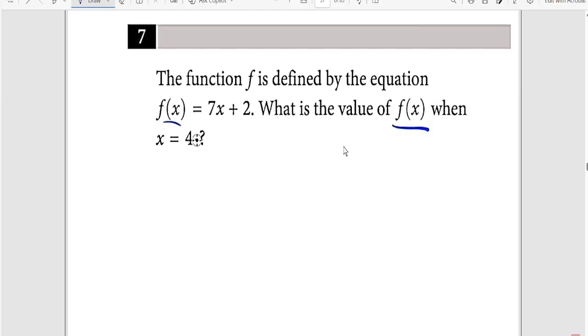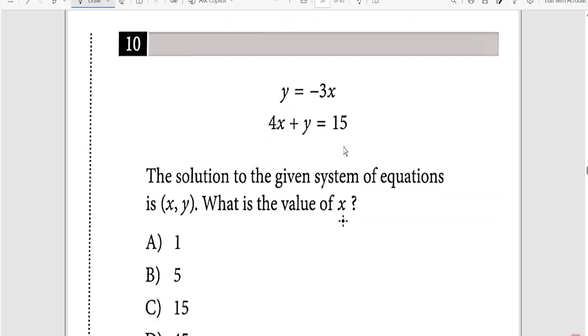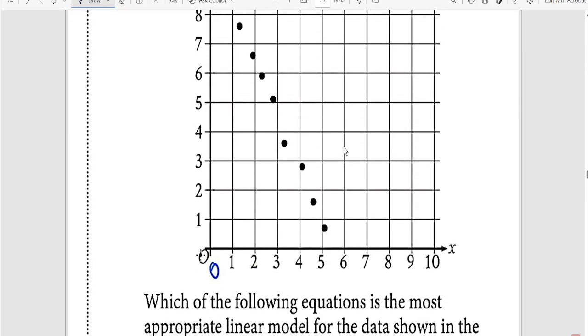Let's see the next question. Again we have a function question. The function f is defined by the equation. What is the value of f(x) when x is 4? So in place of x, we are going to plug in 4 because x is equal to 4 is given. So we have to find basically f of 4, 7 times 4 plus 2, which is 28 plus 2, which is 30. So the answer is 30, right? I think it is the same question repeating again.